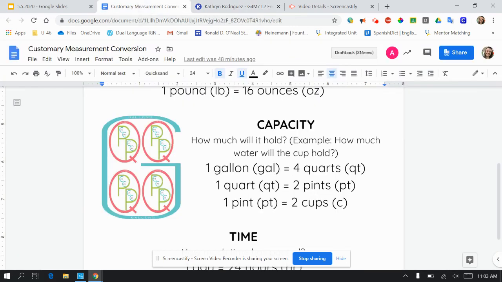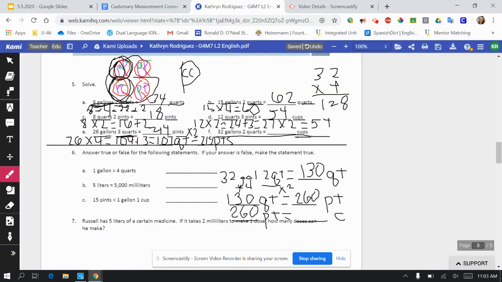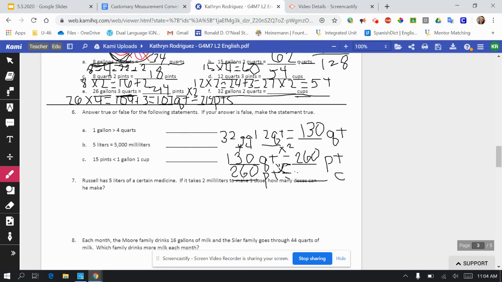So again, looking at my conversion chart or looking at my gallon man, how many cups are in 1 pint? 1 pint equals 2 cups. So I'm taking that again times 2. I don't know why it doesn't want to write. Trying to write times 2. There we go. So 260 times 2 equals 520. 520 cups. Whew. Well, that was exhausting.